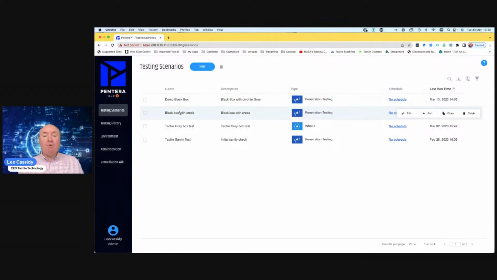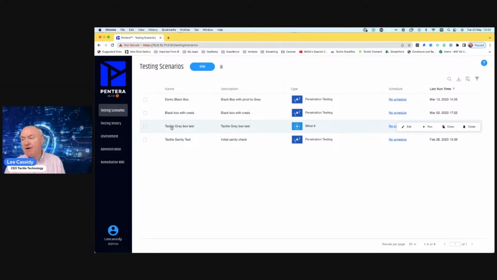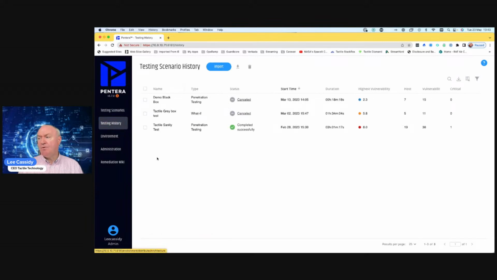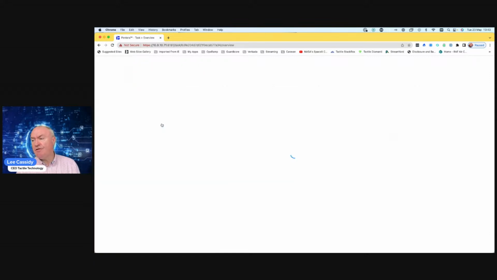You can do a black box with credentials. You can feed it some credentials to give it more of a hand. And you can also do a grey box test. A grey box test is where you've got some low grade credentials that you can feed it as a starting point, and it's going to move on from there. The other thing that we can do is go and look at what one looks like, so we've got a fully completed test here, and we're going to have a look at that.